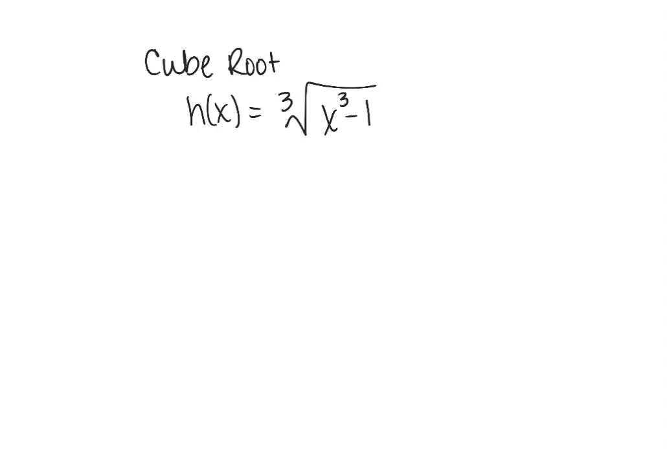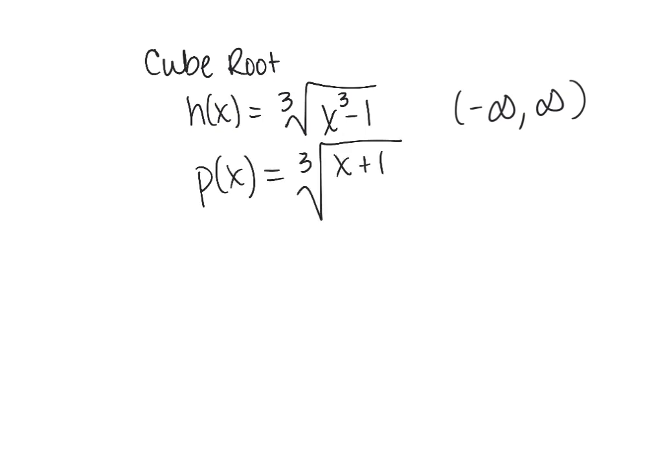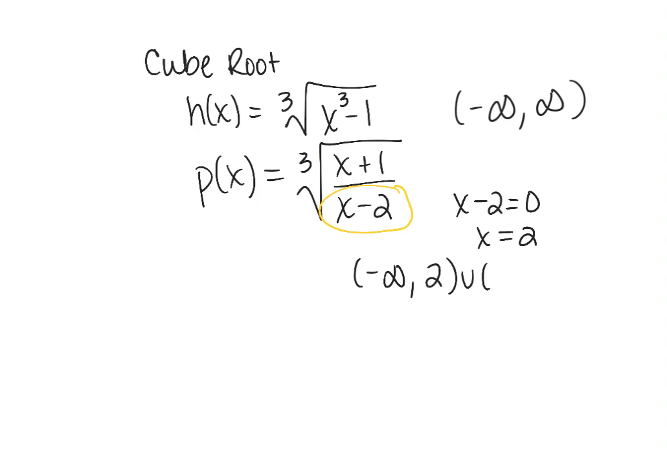Now let's take a look at the cube root. Cube root's not a problem because I can take the cube root of whatever. I can take the cube root of x cubed minus 1. The only time your cube root is a problem is in the rare case where you have a fraction under there, because then you get your division by 0, and so you have to look at what the denominator would be to cause that to be 0. So just set that denominator equal to 0, solve it, and that is the value you would have to exclude. But other than that, we don't have any problems.